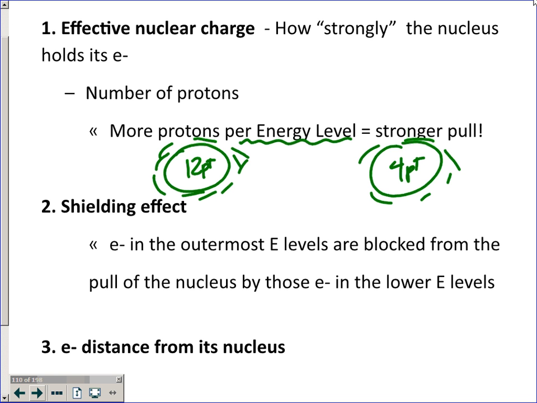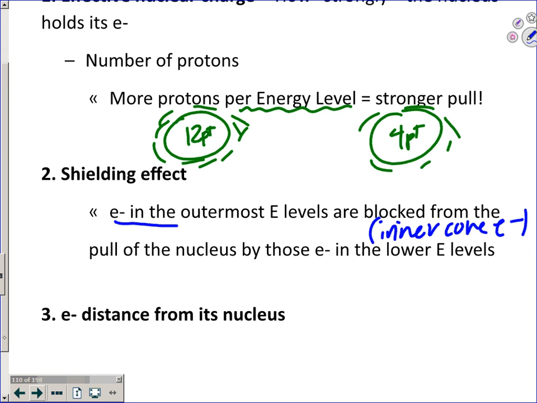Dampening that, which we can call shielding, right? So you guys are shielding the positive attraction to the negative electron so that it doesn't have as much of a pull back into the nucleus. So the shielding effect is caused by the electrons on the inside, the inner core electrons. They're blocking the positive pull of the nucleus to the outside.